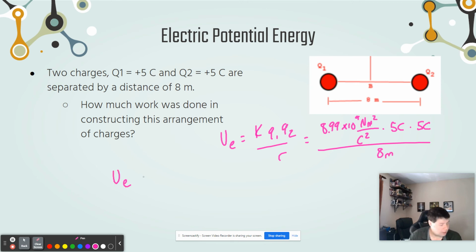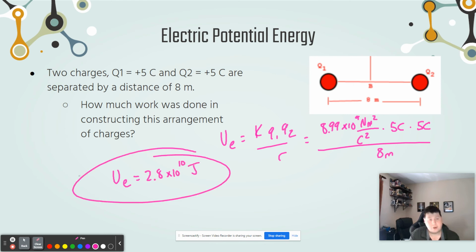And if you solve that out in your calculator, I got 2.8 times 10 to the 10th joules, because this is potential energy. Energy is measured in joules. So it's going to be 2.8 times 10 to the 10th, which is quite large, but that's okay. It just means these charges were quite large as well.